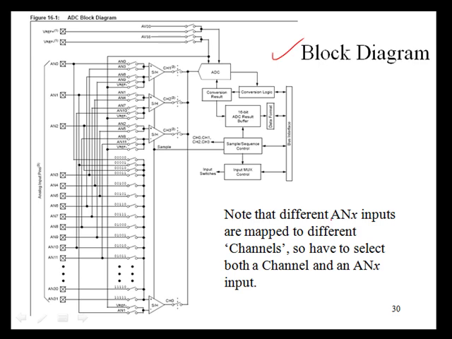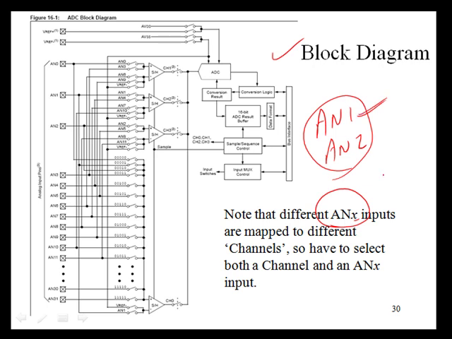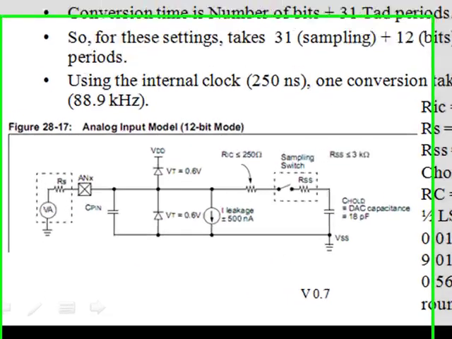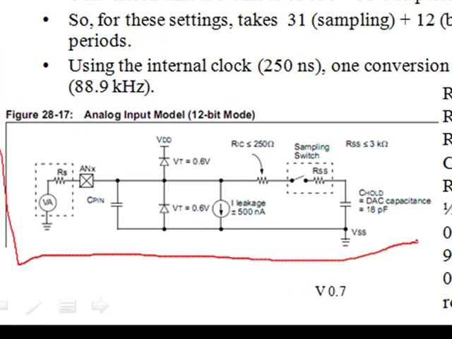The PIC24 ADC is a very complicated device, and we'll only use it in a very simple mode in our examples. Any pin that is marked as an ANX input, so AN1, AN2, and so forth, can be used as an input to the ADC, and that means that we can sample the voltage on this pin and convert it to a digital value. This diagram shows a model of the electronics on an analog input pin.